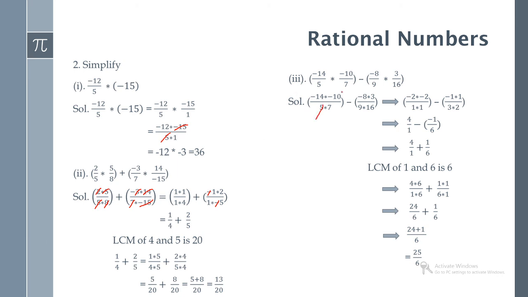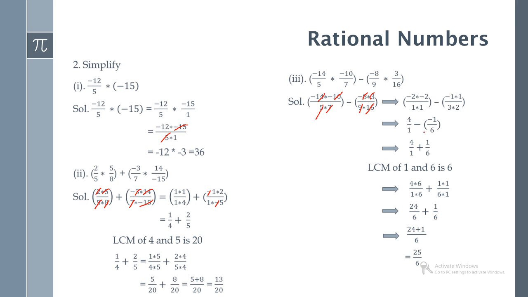5 ones are 5, 5 twos are 10, 7 ones are 7, 7 twos are 14, minus 2 into minus 2 by 1 into 1 minus of 8 ones are 8, 8 twos are 16. Please observe this side when I am cancelling this side, what is going on. 3 ones are 3 and 3 threes are 9. So minus 1 into 1 by 3 into 2. That is nothing but minus 1, minus is plus, 2 twos are 4.